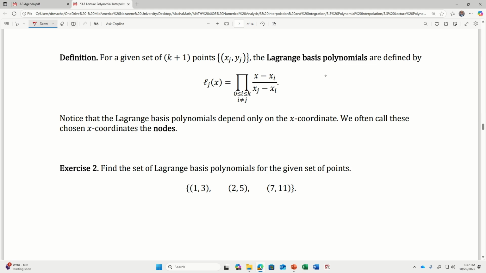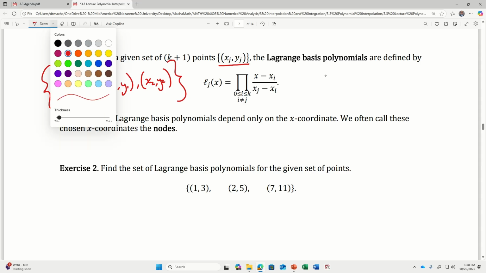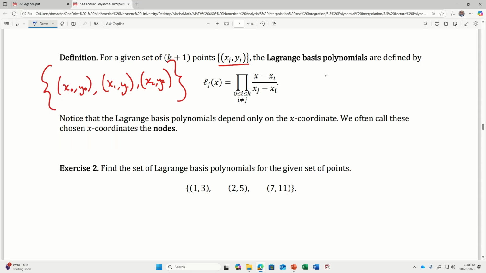and I want to interpolate these points, and my set of points looks like x0, y0, x1, y1, x2, y2, well then k plus 1 is equal to 3 and k is equal to 2. But if I have a set of k plus 1 points, then this is the definition of Lagrange basis polynomials.